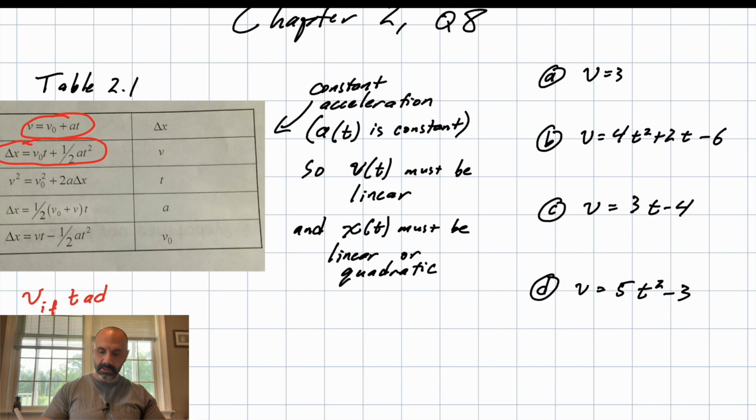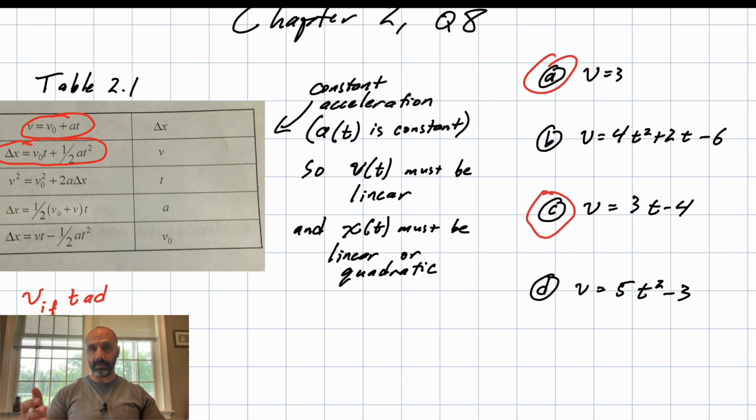C is linear. V equals 3t minus 4, so 4 is v naught, and the acceleration is 3. And then D, v equals 5t squared minus 3. Again, you've got t squared in there, so this does not work as a VIF-TAD equation. So A and C are our answers.